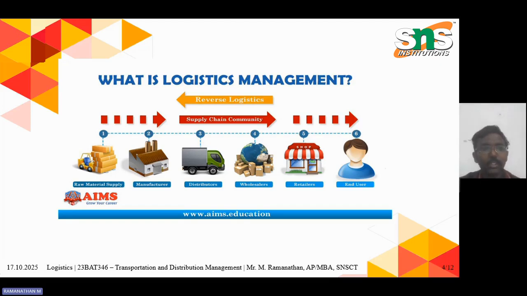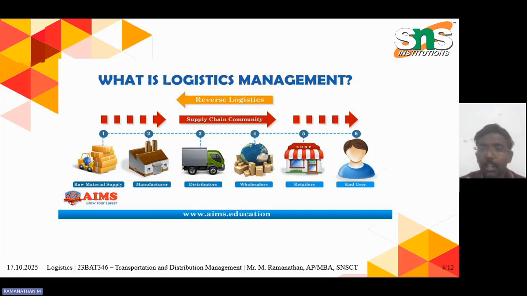Supplier to manufacturer is a kind of logistics where transportation is involved. From manufacturer to distributor, logistics is involved. From distributor to wholesaler, transportation is involved, and we will call that logistics. From wholesaler to retailer, some kind of transportation will be used. It's logistics. From the retailer to the end customer or end consumer, transportation is used, and it's called logistics. If it is vice versa, from customer to retailer, retailer to wholesaler, or wholesaler to distributor, if it is in the opposite direction, we will call it reverse logistics.